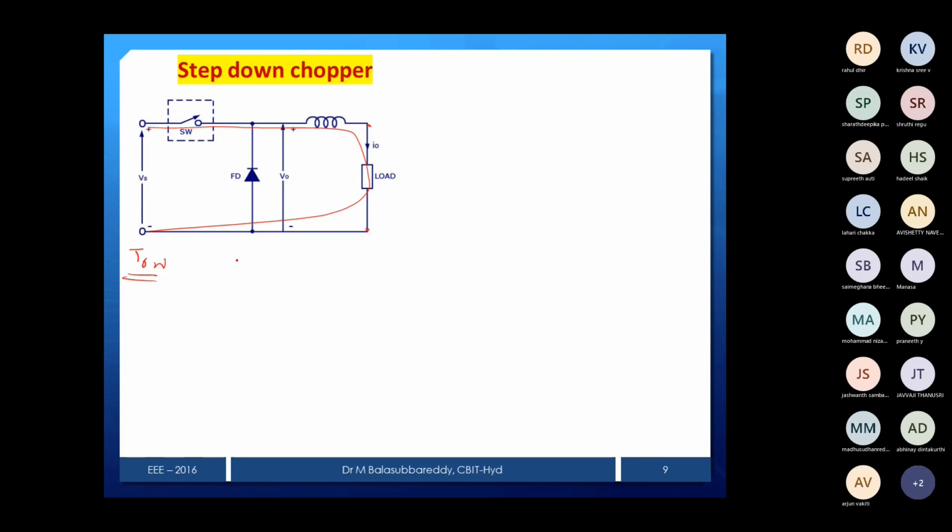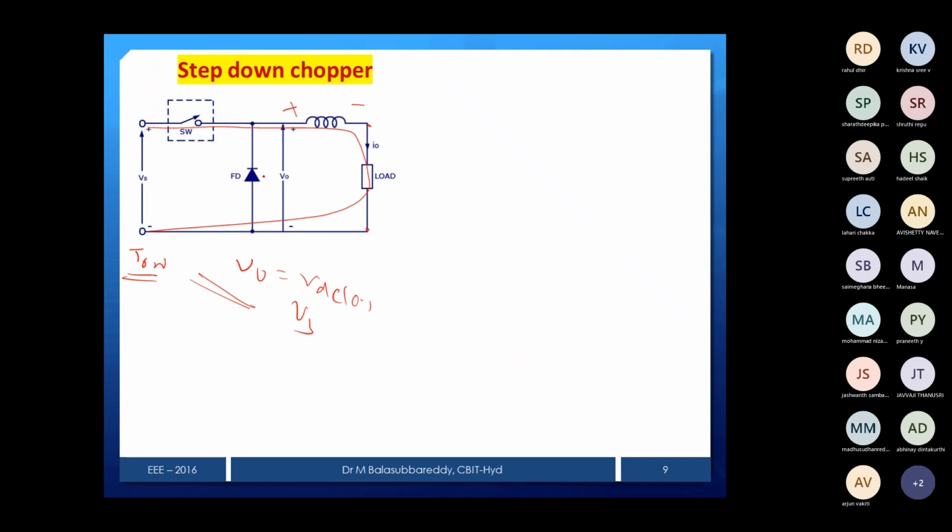So when the chopper is on, V out is equal to VDC or Vs, both are the same. And now the diode is reverse biased, so that's why the output is the same as the input when the chopper is on. During that instant, the inductor has stored some energy. Let it be plus and minus.